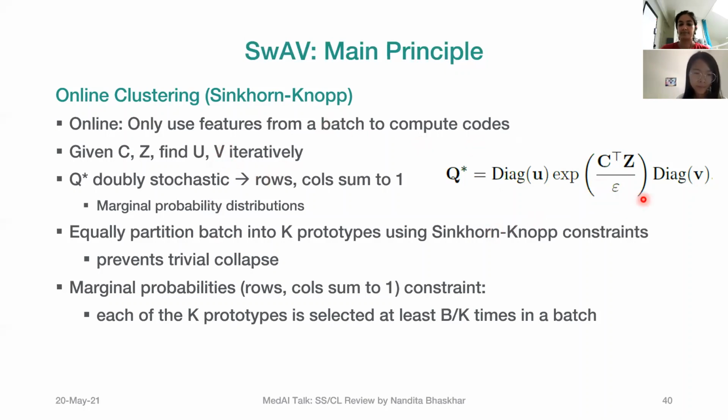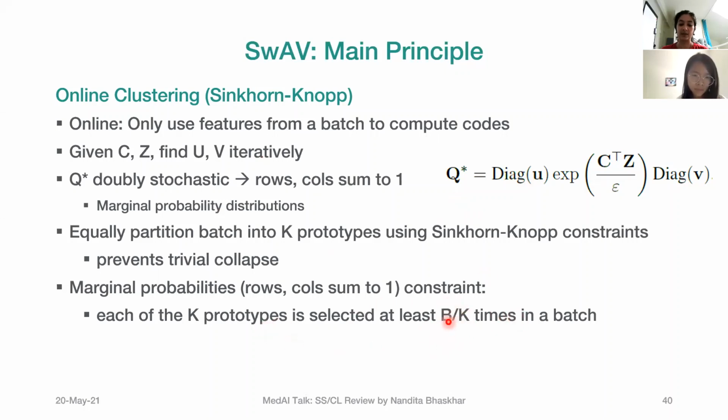So given this ROS course, when you multiply the prototype matrix with your representations, this Sinkhorn-Knopp algorithm tries to learn two diagonal matrices U and V iteratively, such that when you multiply all of them together, you get a matrix which is doubly stochastic. It means that the rows and the columns all sum to 1, which is perfect for a probability distribution.